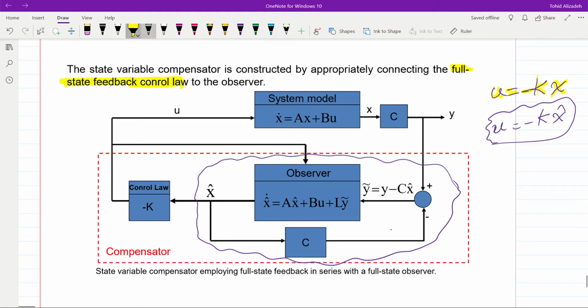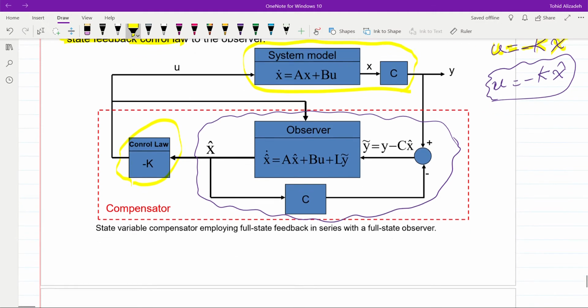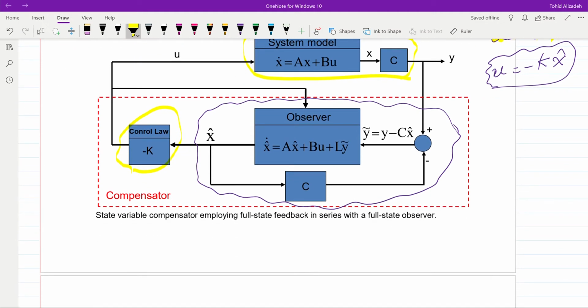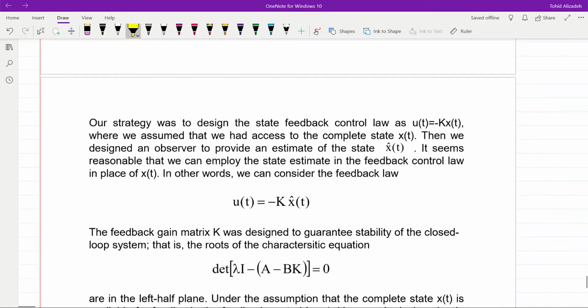So in the upper part, we have the system itself, which receives input. And then the input comes from the control law, multiplying x hat with the minus k, the state control gain indeed. And then at the lower part, we have the observer, and we know the details regarding the observer from the previous video.